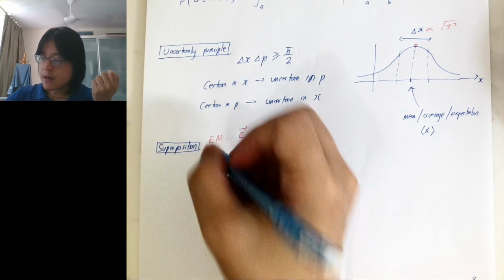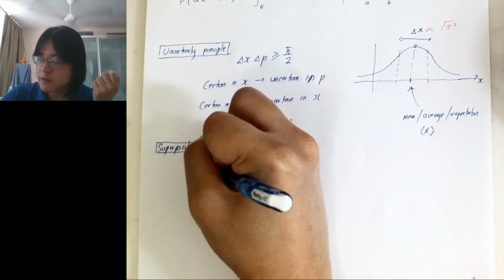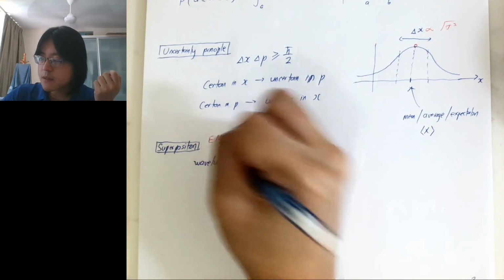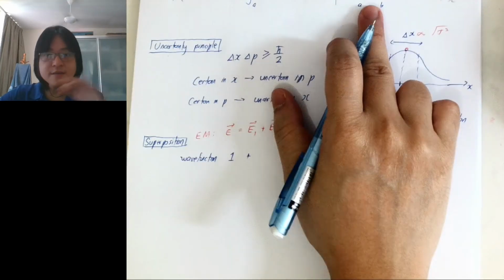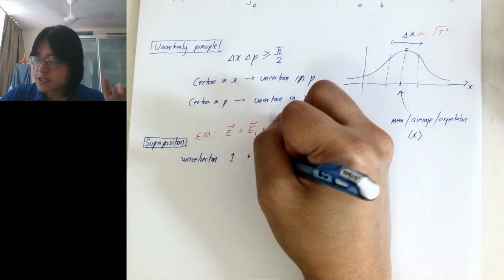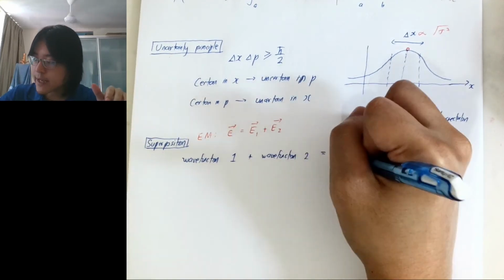But in quantum mechanics, if I describe a particle with a wave function, if I take one wave function, it will describe one distribution, one state. But if I take another wave function, I will get another wave function.